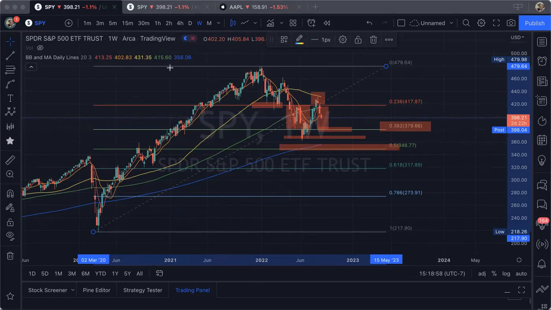Now, these moving averages that I have drawn on here are weekly, so they're really, really large. It's not too much to worry about, but keep in mind, the 200 week moving average down here is something that will act as some form of support.